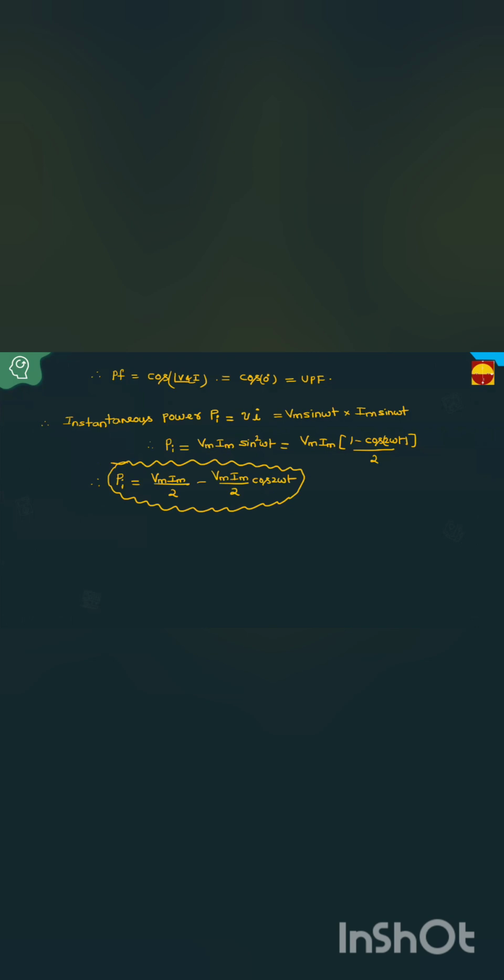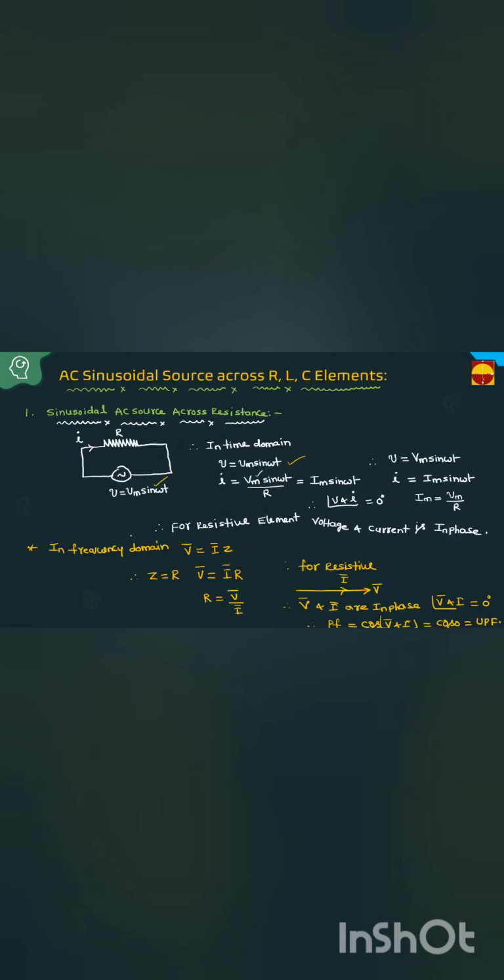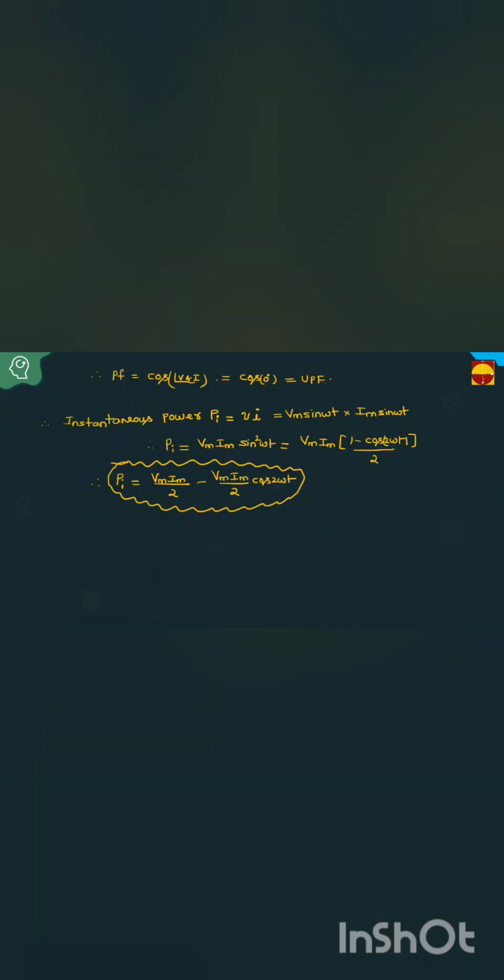That is Vm Im by 2 minus Vm Im by 2 into cos 2 omega t. But what is the observation here? What is the supply frequency? The supply frequency is omega. We are giving the supply with angular frequency omega. But what is the frequency of instantaneous power, friends? 2 omega. Therefore, if supply frequency is omega, the frequency of instantaneous power is 2 omega.